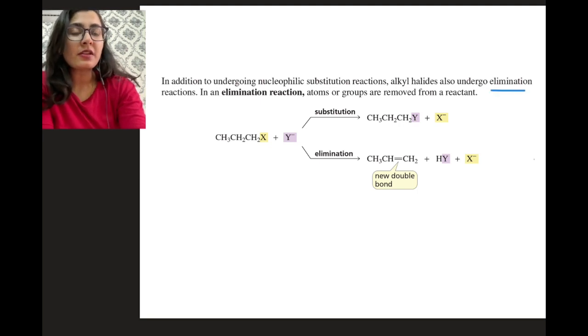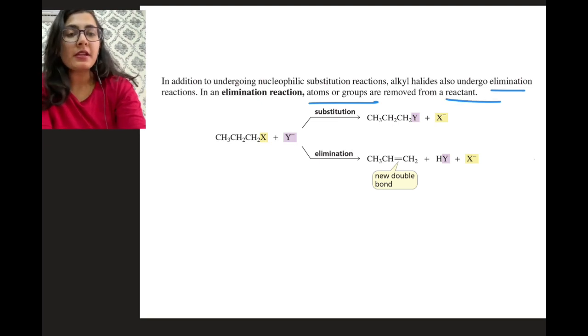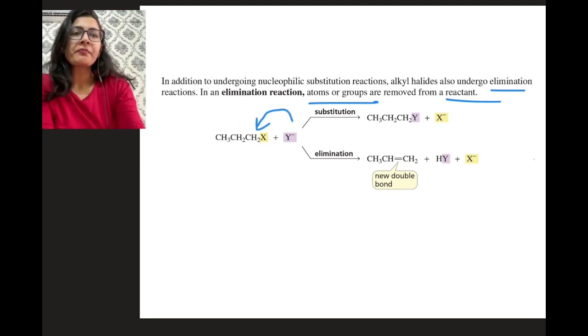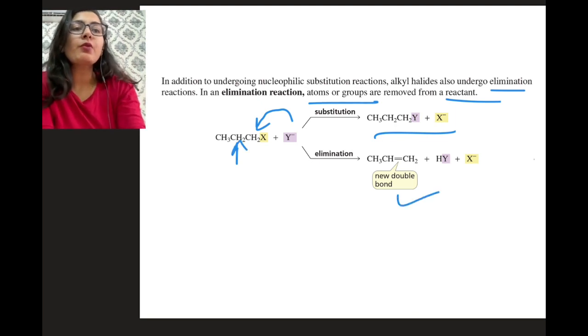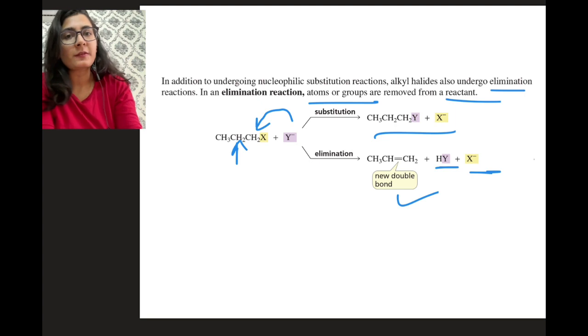Now, in elimination reaction, atoms or groups of atoms are removed from a reactant. As you can see, Y, which is supposed to be a nucleophile, sometimes attacks the CH2 to give you a substitution reaction, but in certain cases it takes away a proton from this beta carbon and gives you a new double bond along with the elimination of H-Y and X minus. Now, when is this happening? What are the different factors that we have to take care of? We are discussing everything in this particular video.